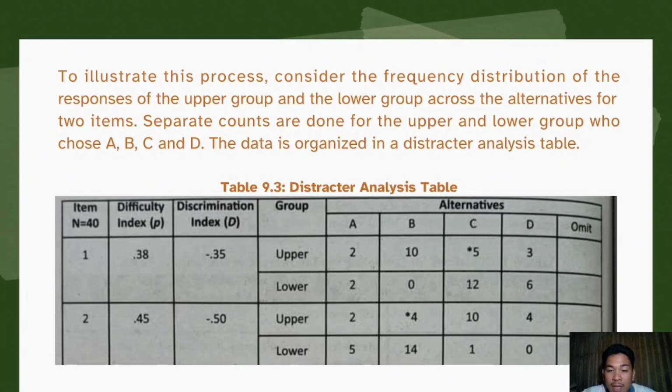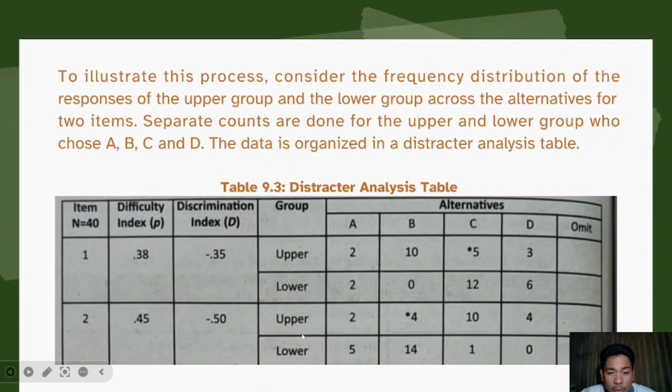So, ibig sabihin, hindi effective yung distractor kasi yung distractor ay yung letter A, C, at saka yung D. So, yung upper group, napagtanto nila na yung tamang sagot ay yung letter B. Pero dito naman sa lower group, effective yung distractors kasi walang nakasagot sa tamang letra na yung letter B. Dalawa yung nakasagot sa letter A na distractors at saka 12 naman yung nakasagot sa letter C na distractors din at saka 6 yung nakasagot sa letter D na distractors. So, mas epektibo yung distractors sa lower group kasi walang nakasagot sa tama.